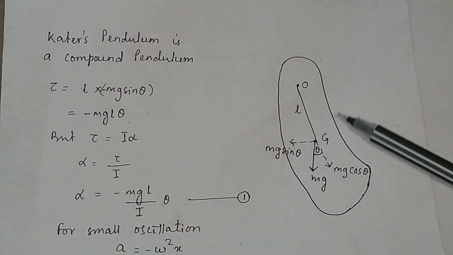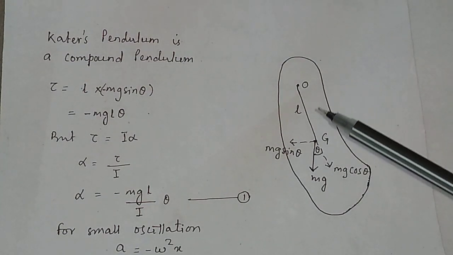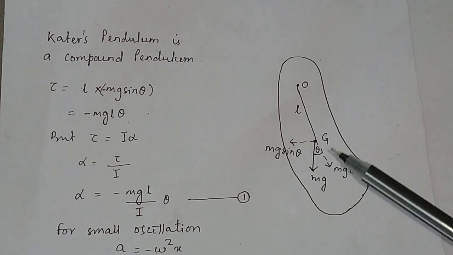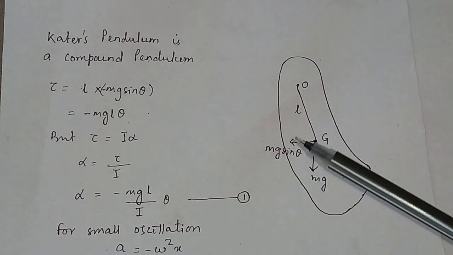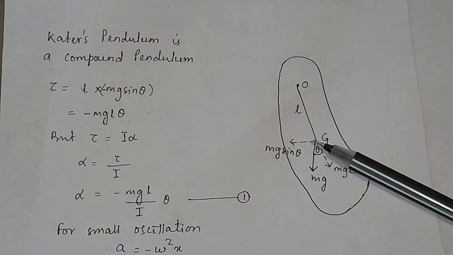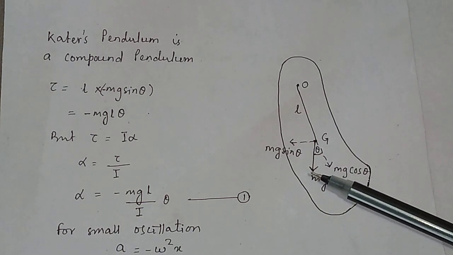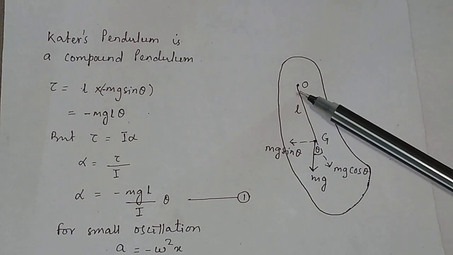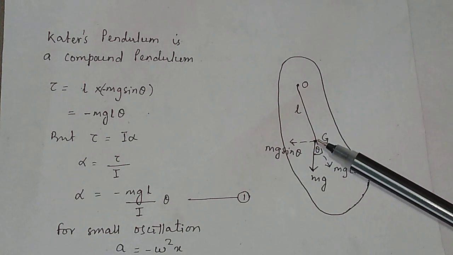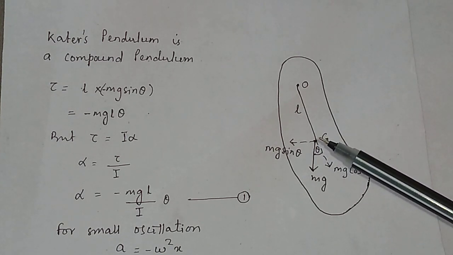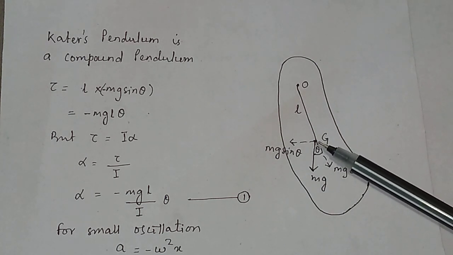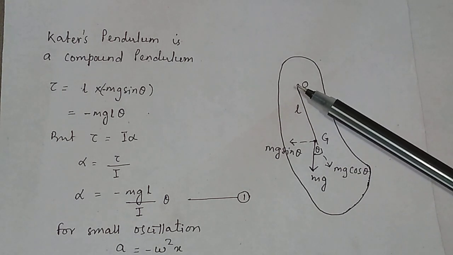And your Catter's pendulum is nothing but a compound pendulum. And suppose you give some very small oscillation to the compound pendulum. So this is the position of the compound pendulum, and the weight of the pendulum is mg. And this is the point of suspension, and this is the point of the center of gravity. And the distance between the point of suspension and the center of gravity is, suppose, equal to L.